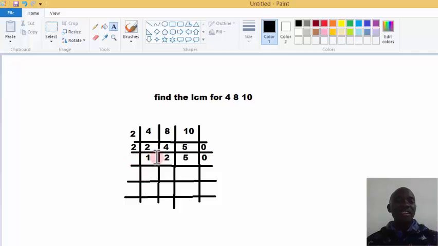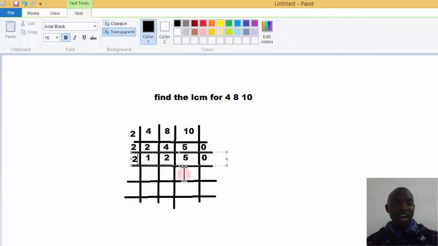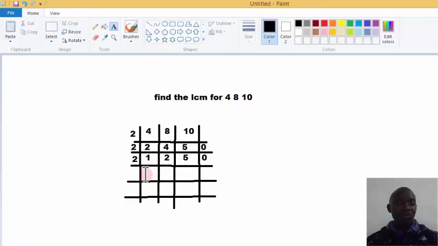Now the next lowest common factor, we see 2 is still common here. You see, put a 2 here. Don't worry, I'm taking you step by step. You learn and you become a master. Now go on.